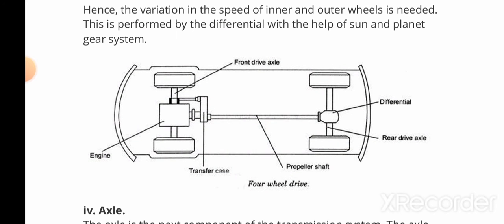Here the four-wheel drive is simultaneously specified with this diagram. On the front wheel side there is a front drive axle, located in combination with the engine or linked with the engine, and there is a propeller shaft between the engine and the differentials according to their functions.